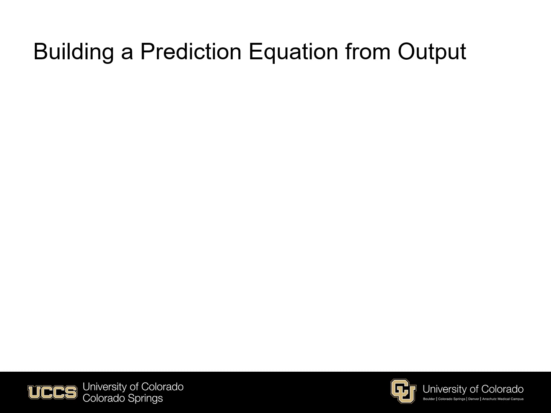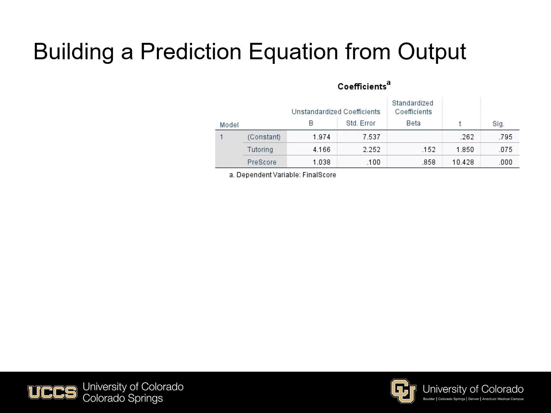Now that we have output for this model that includes both the tutoring variable and the pre-score variable, let's use this output to build a prediction equation that would allow us to predict the final score of any student if we knew, one, their pre-score, and two, whether they attended tutoring or not. So again, here's our output from that model that includes both tutoring and pre-score.